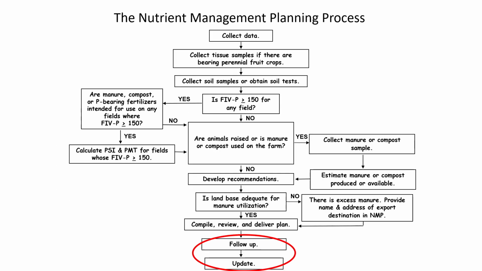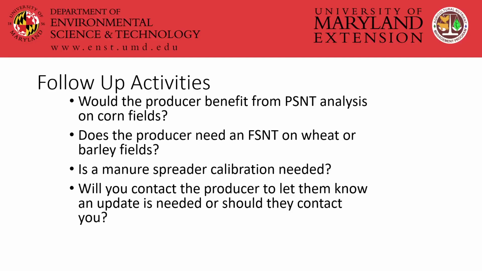All right, follow-up, updates. Again, communicate about these other options, the nitrate testing that's available. If they grow corn, would they benefit from a pre-sidedress nitrate test? That's mostly for people who have organic sources of nitrogen, like legumes or manure, in their history. A similar thing with the fall soil nitrate test for wheat or barley fields.